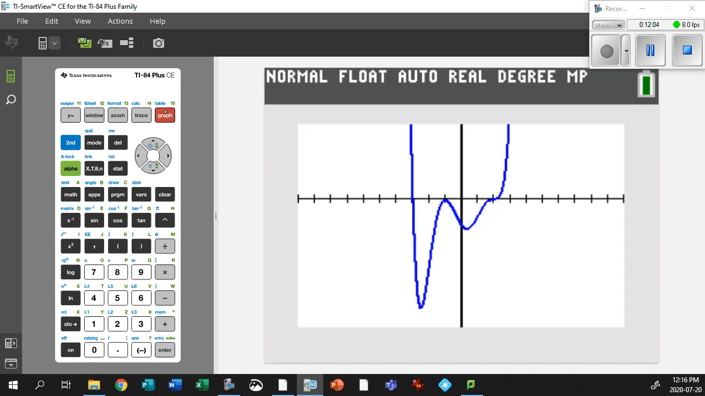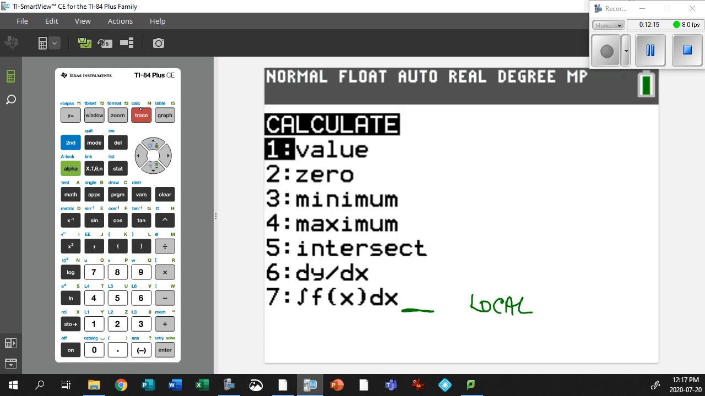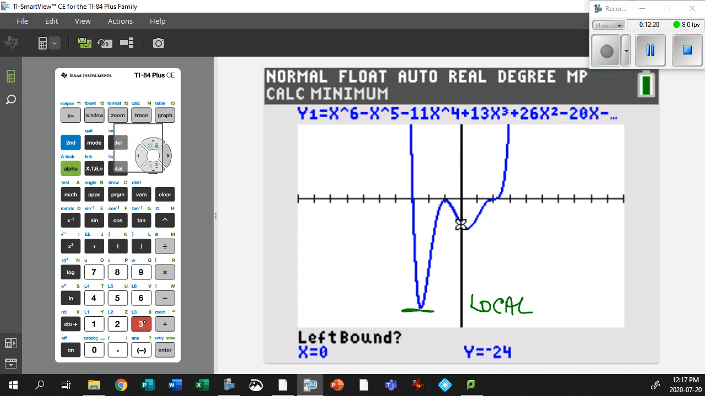Now we can find this guy. And remember, we're finding a local minimum here. How do we do that? Same way you did this all the way back in Math 20-1. You hit second calc, find the minimum, which is 3. Mouse this guy over. There it is. Whoa, too far. Okay, enter, go to the right, enter, guess, and our local minimum is at minus 2.5, minus 102.5.